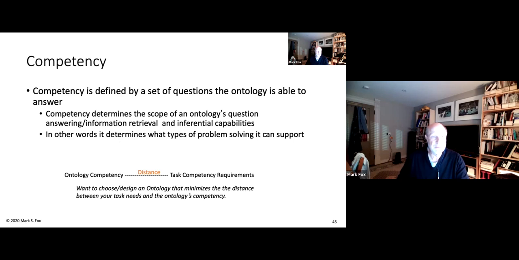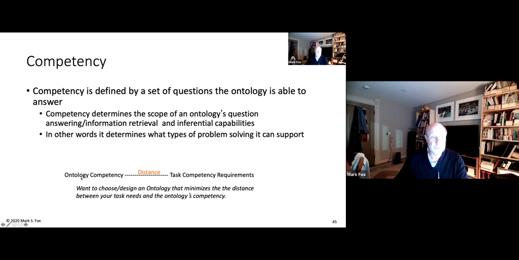Competency is defined by a set of questions the ontology is able to answer. That is to say, when we refer to an ontology's competence, we're referring to its ability to answer a set of questions. The questions determine the scope of the ontology's question answering, information retrieval, and inferential capabilities. In other words, it determines the types of problem solving it can support.